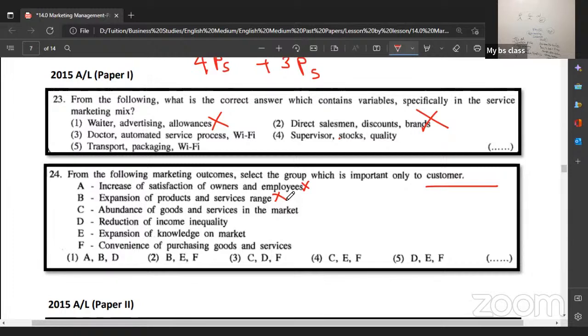Abundance of goods and services in the market, that is good, right? Because the product is highly available. The abundance means the product is highly available, so then it's good, right? Because we see that a lot of products are lacking. Even if we are willing to pay higher prices for some products, the product is not available.